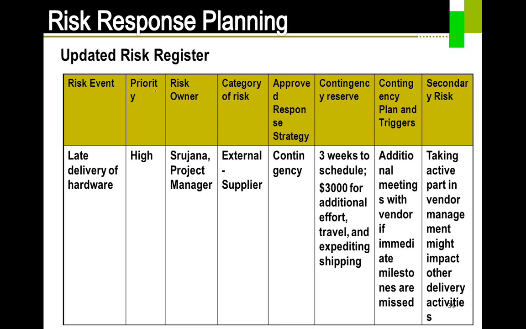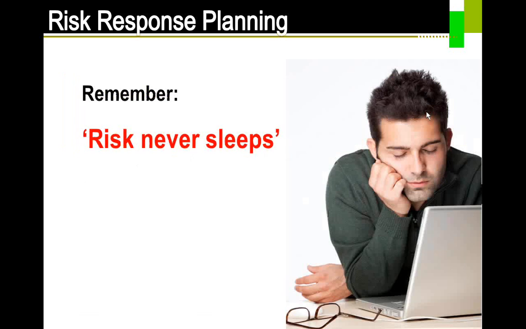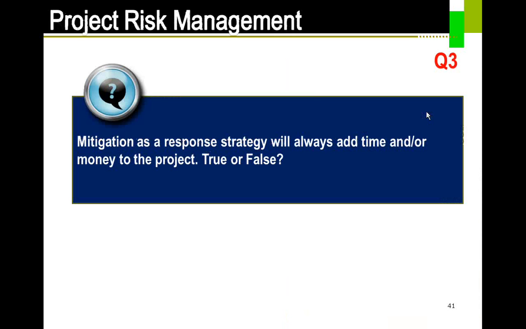So the risk event priority, that I need to do today or tomorrow. Who is going to really look at it as the risk owner? Here it's the project manager. And then what kind of category of the risk, directional and internal. And then what kind of strategy that I need to put, and contingency reserve in case it is required. What is the money that I need to spend, and what kind of triggers and secondary risks. So we need to really remember, you and I can sleep, but the risk would never sleep. It is always existing in the project. It might occur at any point of time, so you just need to remember it.